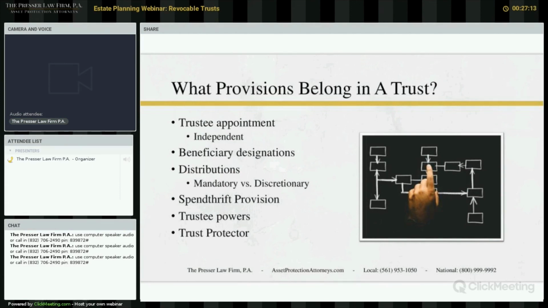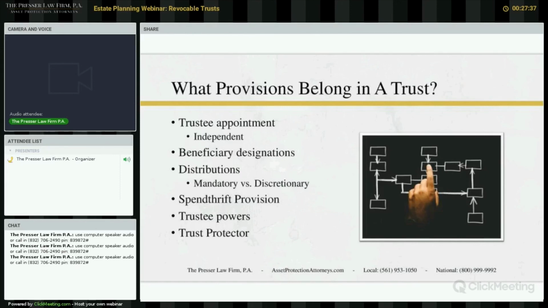Trustee powers, you can see that in one paragraph. You can see it in 15 pages. I've seen it all. Trustee powers are things like ability to sell assets of the trust, ability to take mortgages out, rent out assets, open bank accounts on behalf of the trust, buy new securities.